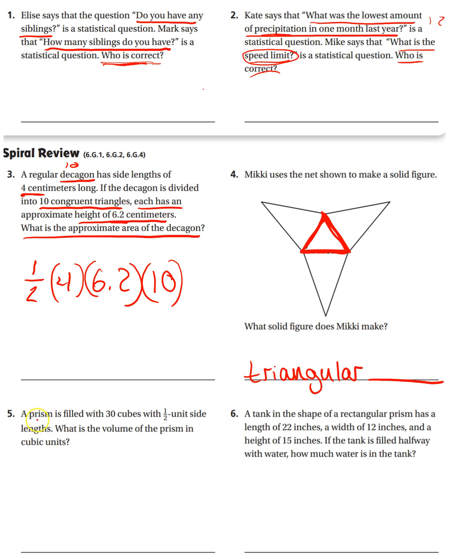Okay, number 5, a prism. So now we're looking at like a box, is filled with 30 cubes with half a unit side lengths. What is the volume of the prism in cubic units? Okay, so filled with 30 cubes with half a unit side lengths.